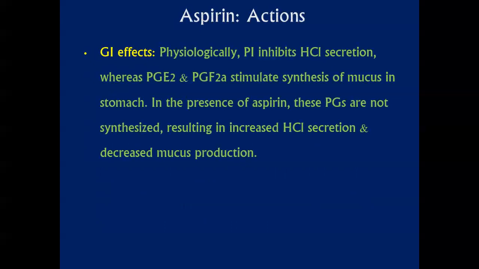Okay. Other actions, GI effects, of course, you can anticipate because it is a non-selective COX inhibitor, it will have some effect on the physiology. GI effects physiologically: prostacyclin inhibits HCl secretion, whereas PGE2 and PGF2 alpha stimulate synthesis of mucus in the stomach. These both are protective, decreasing acid on the one side by prostacyclin and increasing the protective mucus by prostaglandin F2 alpha and prostaglandin E2. This is also protection against the destructive or corrosive action of hydrochloric acid, prevention of peptic ulcer.